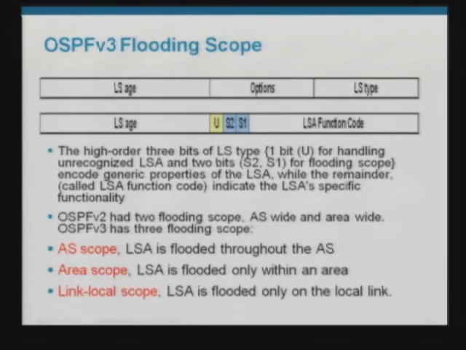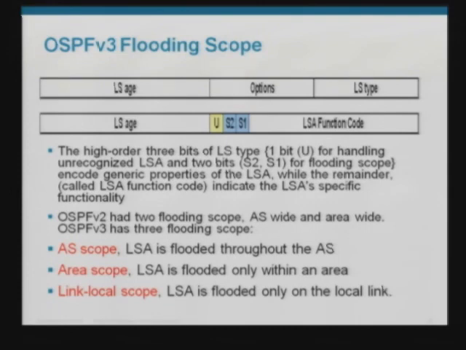So as I earlier said, if you look at the two packets for OSPF and IS-IS, in OSPF v3 you have functional codes that are introduced now. You have a flooding scope, which is the U-bit, and the S1, S2 bits indicate what the flooding scope is. Remember in OSPF version 2, we had two flooding scopes. We had AS-wide scope, where the externals were flooded throughout the autonomous system. You have an area-wide scope.